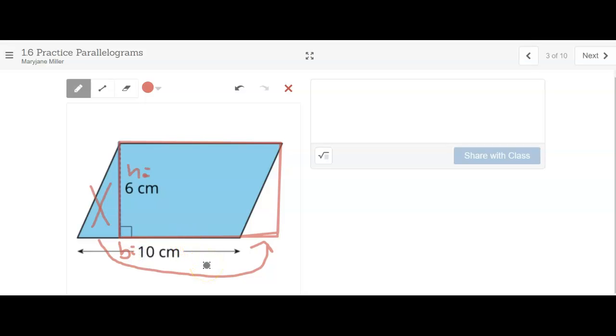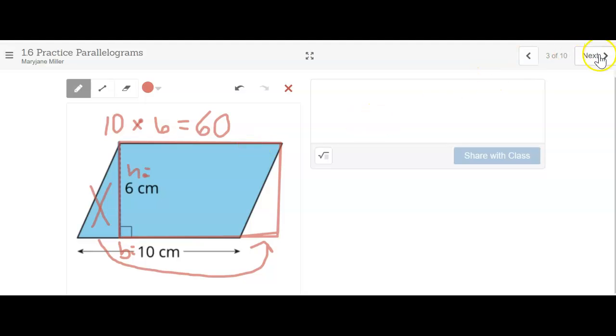And once we identify the base and the height of a parallelogram, we multiply the base, which is 10, times the height, which is 6, and we can find the area of our parallelogram. Because we know if we cut a shape up and rearrange it, it doesn't change the area of the shape. It just makes it into a friendly shape. And in this case, we've changed it into a rectangle. And that is how you find the area of the shape.